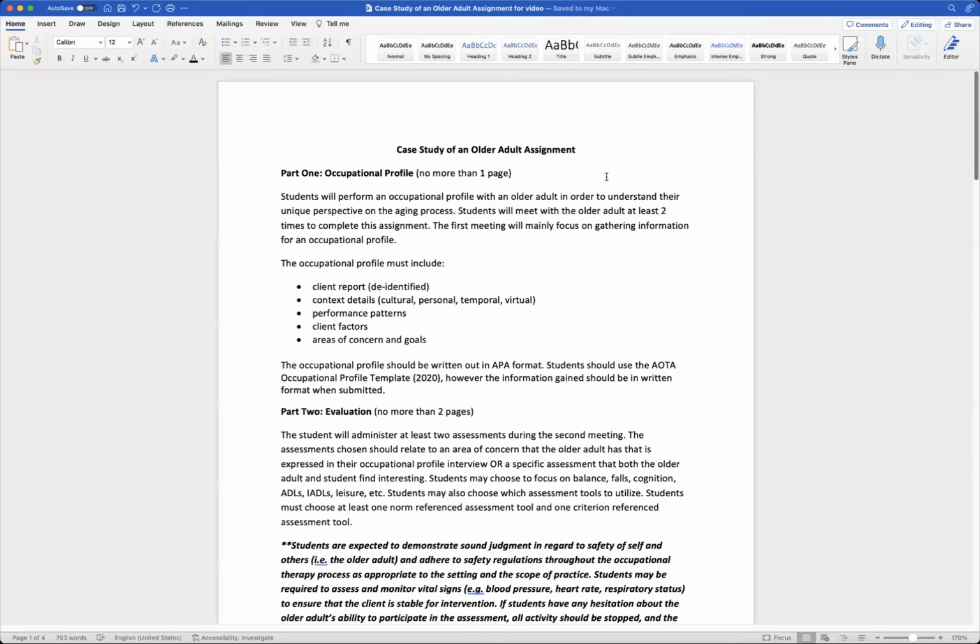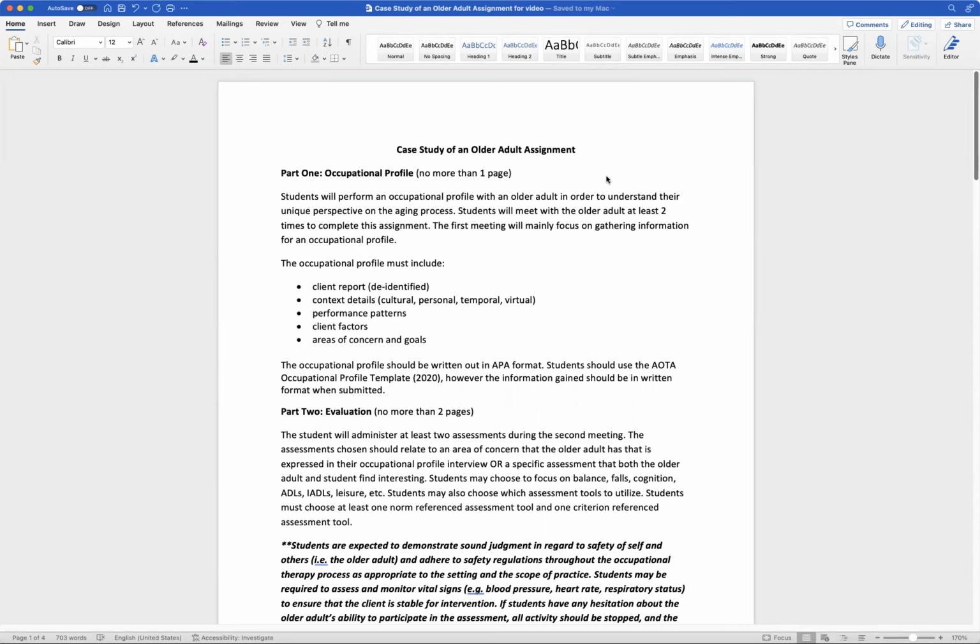This is a description of the case study of an older adult assignment. This assignment is to be completed with an older adult who you find within the community. This can be someone who you are familiar with, but ideally is with someone who you are not yet familiar with. So maybe you have a peer that has a family member who's an older adult, so anyone over 65, or you meet someone in the community, or you have a neighbor you don't know that well.